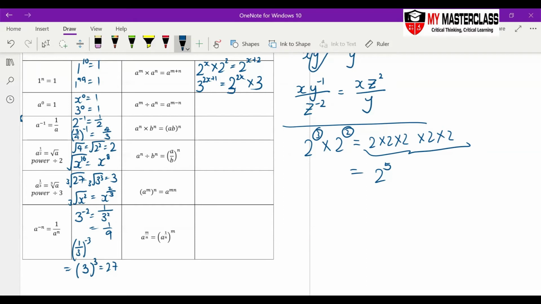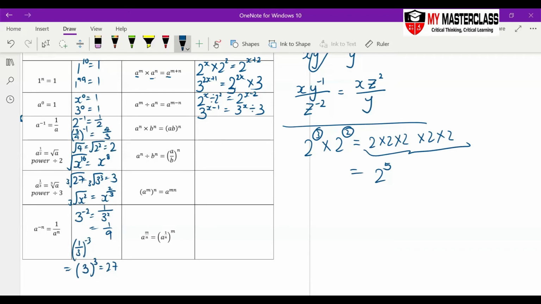Next, when you divide, the power will minus. 2 to the power of x divided by 2 to the power of 2 equals 2 to the power of x minus 2. The other way goes around also: 3 to the power of x minus 1 equals 3 to the power of x divided by 3. It goes both ways. The only two things you can do to indices is when they have the same base. All these are called bases.